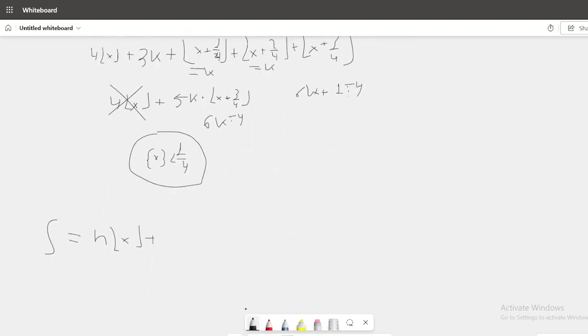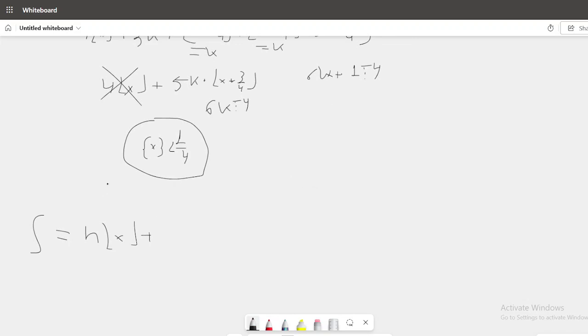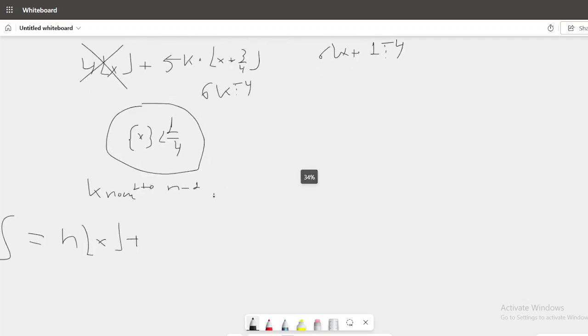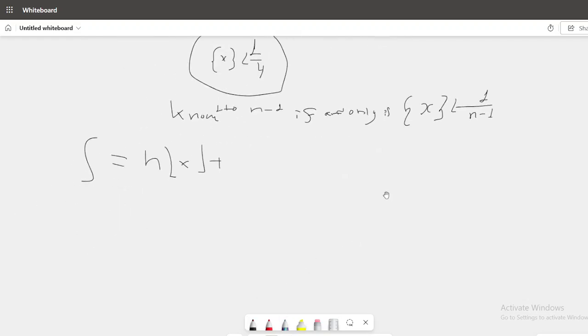Since let's just apply strong induction. If we know that if it works for n minus 1, from 1 to n minus 1, if and only if the fractional part of x is less than 1 over n minus 1, we will prove that if it also works for n, the fractional part of x will need to be less than 1 over n. Now we prove it.